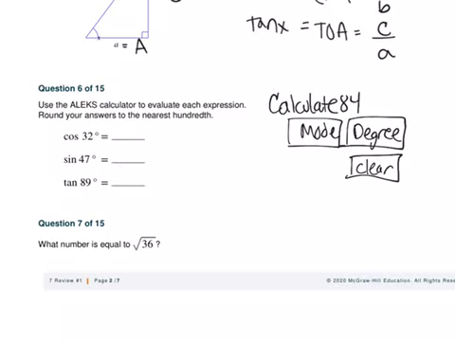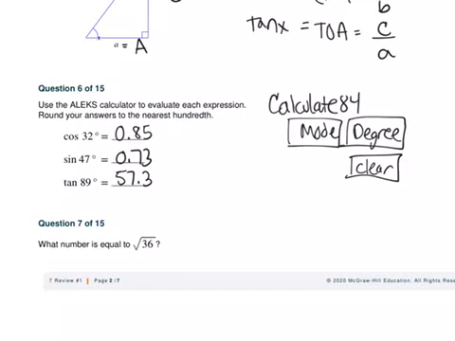So if I just punch in cosine of 32, now that my calculator is in degree mode, I get 0.85. And I'm going to punch in sine of 47, which is 0.73. And I'm going to punch in tan of 89, and that's 57.3. So make sure that you are getting the same amounts as me as you punch it in.